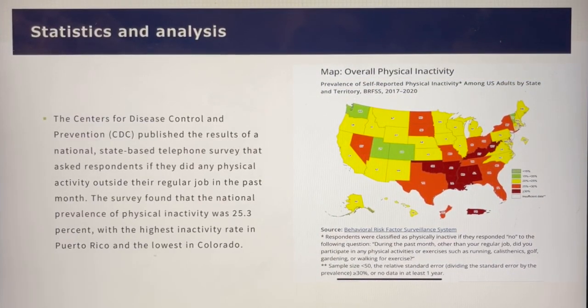Statistics and analysis. The Centers for Disease Control and Prevention published the results of a national state-based telephone survey that asked respondents if they did any physical activity outside of their regular job in the past month. The survey found that the national prevalence of physical inactivity was 25.3%, with the highest inactivity rate in Puerto Rico and lowest in Colorado. And there's a little map to the right that displays that.